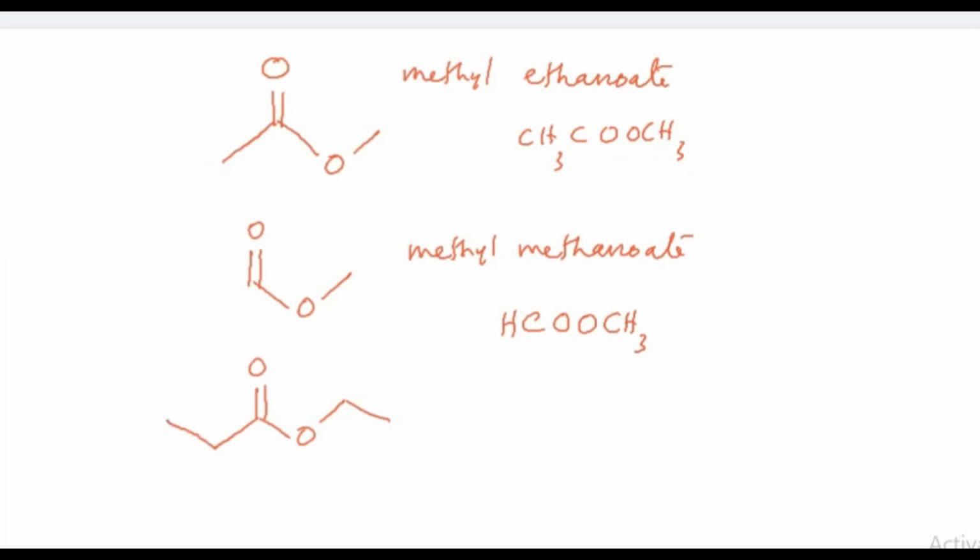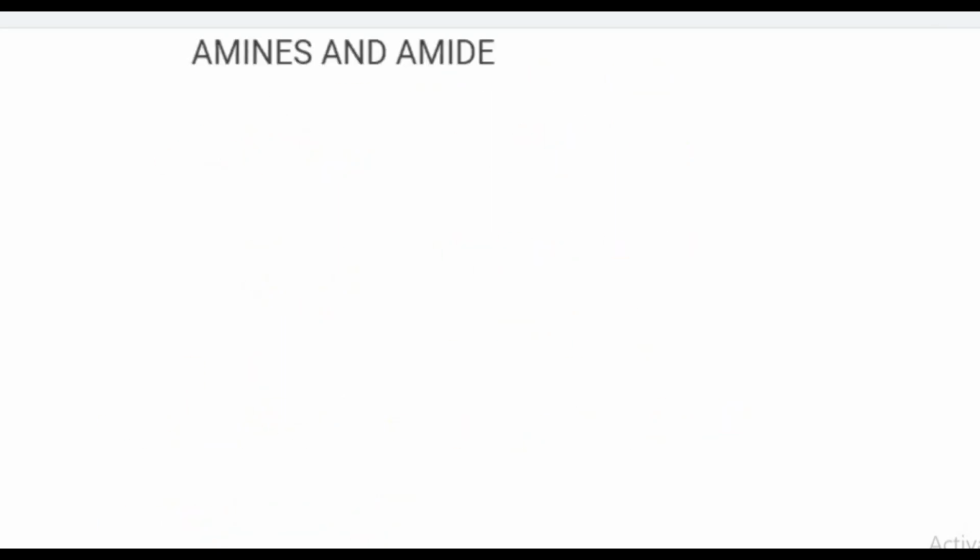One more carbon. Now this part is ethyl. This contains three carbon. So this is ethyl propanoate. This is CH3, then CH2, then COO, then CH2, and then CH3. So this was the nomenclature of carboxylic acid and ester.